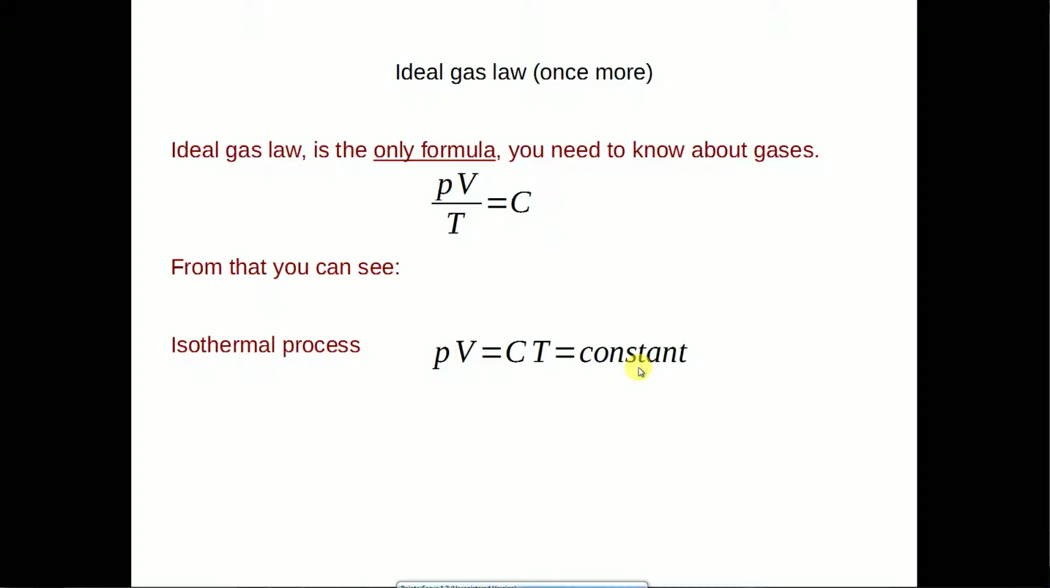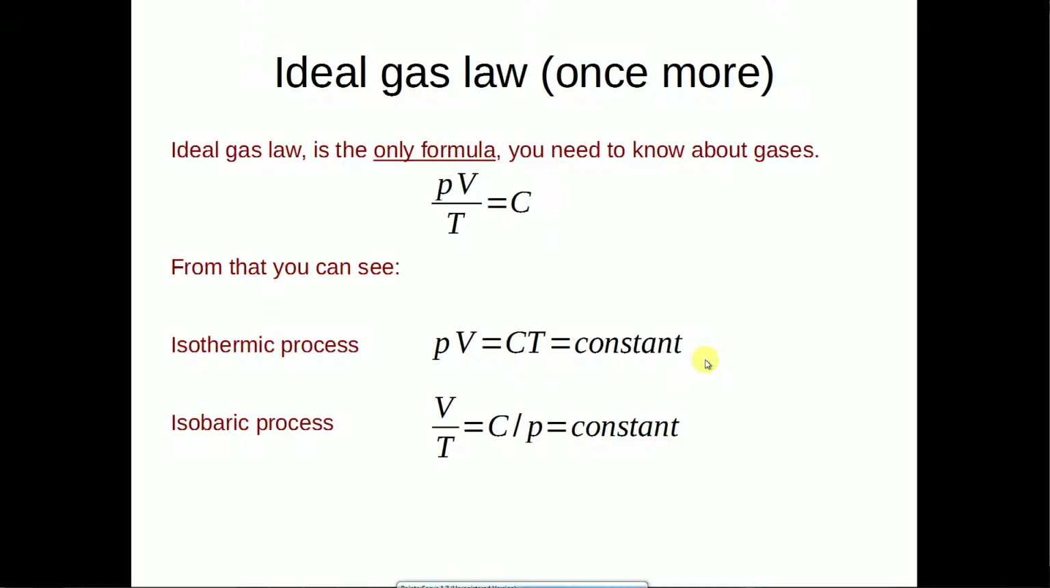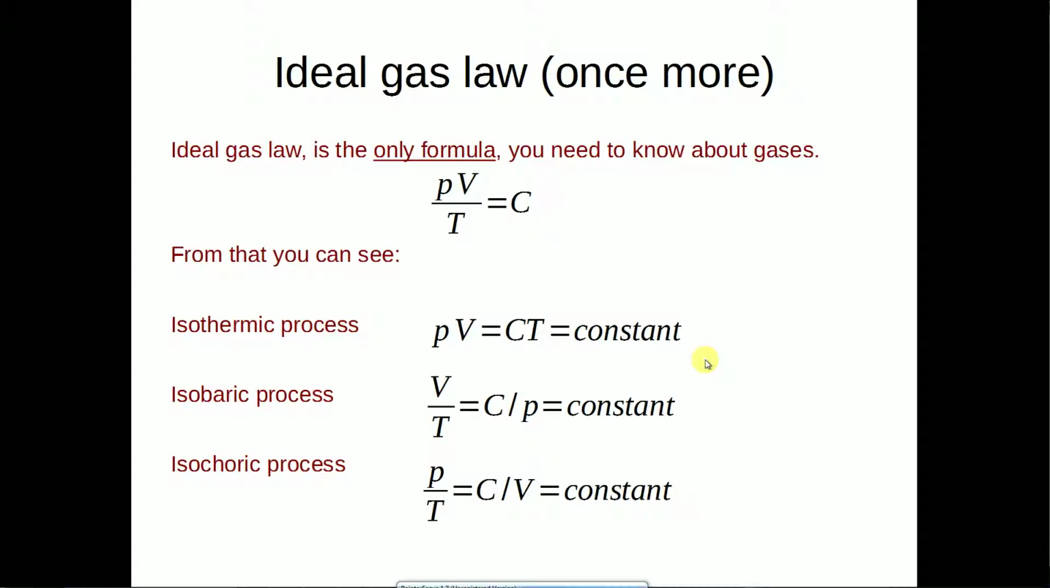In a similar manner, you can solve the isobaric and isochoric processes. We can conclude that the only equation that you need with gases is the ideal gas law.